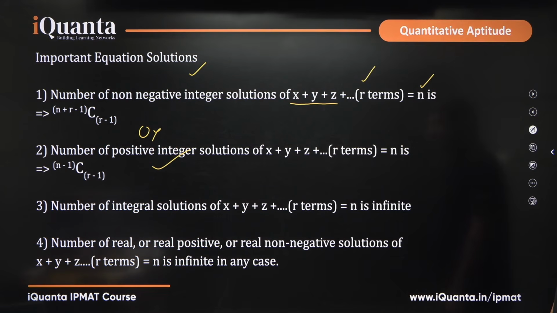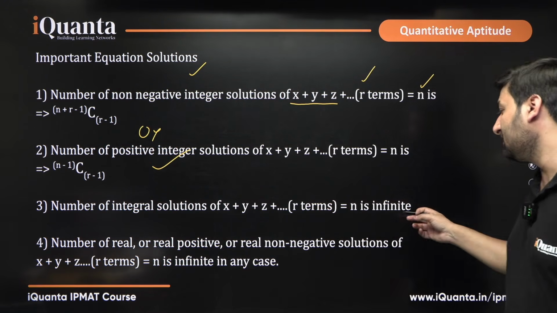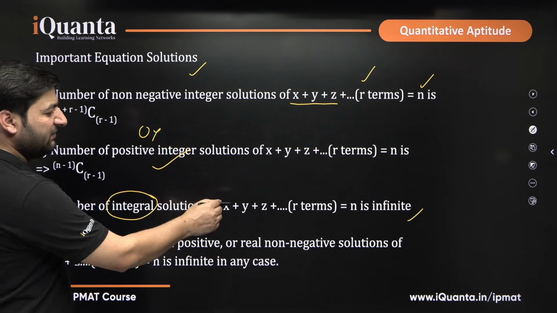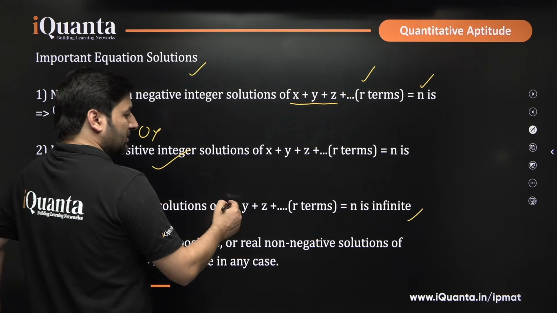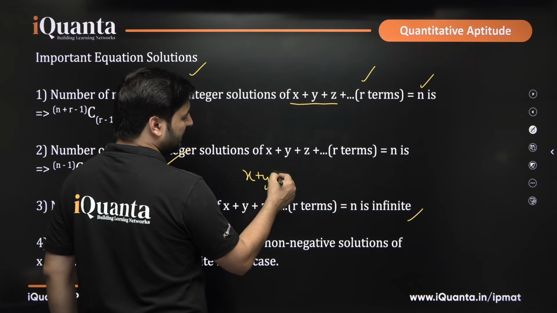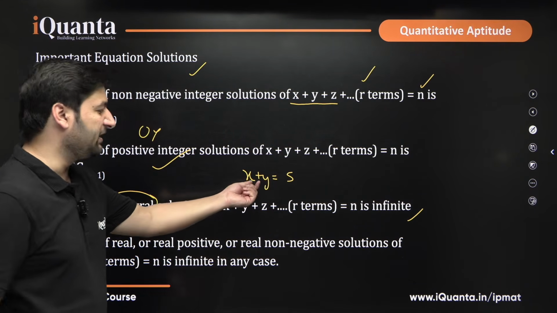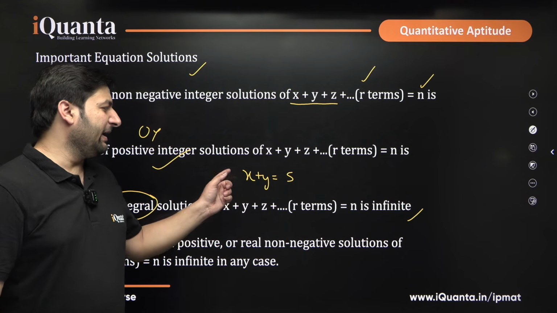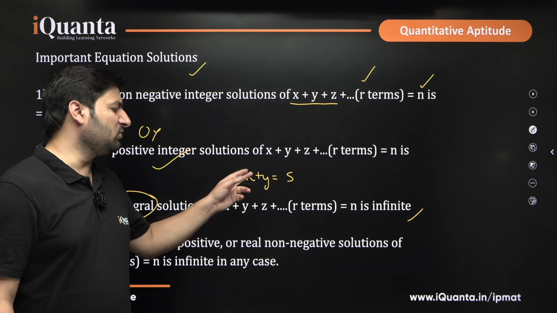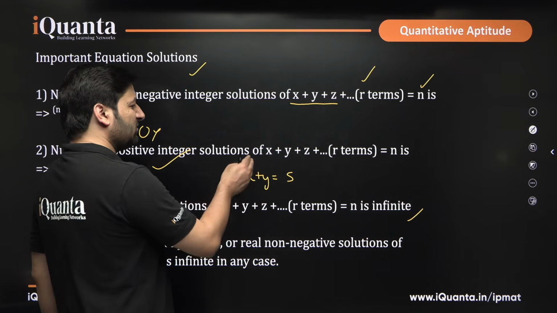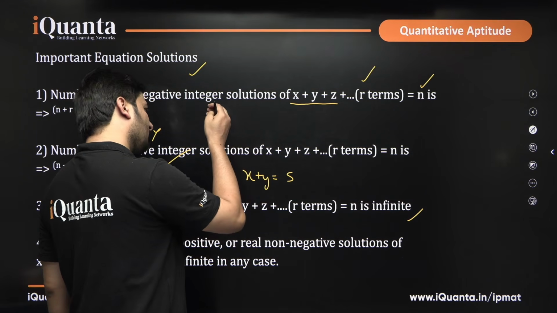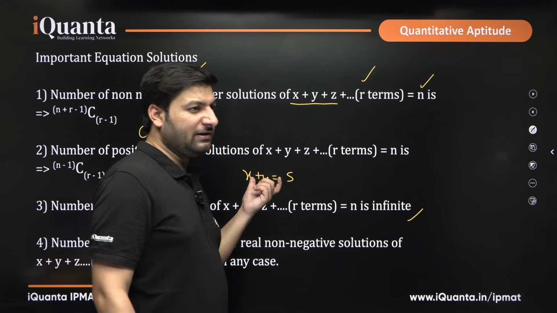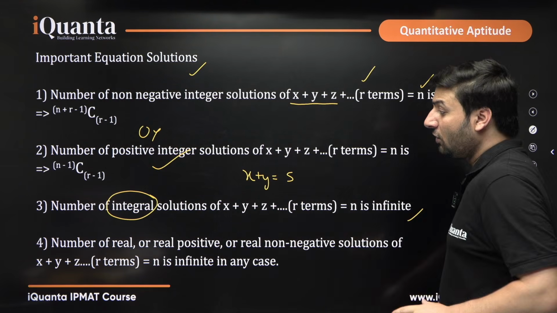Third, the number of integer solutions of x plus y plus z up to r terms equal to n is infinite. How? It says just integral. So, you can have positive, negative, both values. Suppose I just give you two terms, x plus y equal to 5. You are allowed to have any two integer values for x and y, and you have to get a sum of 5. So, there can be infinite values, 8 and minus 3, 7 and minus 2, minus 1 and 6, 11 and minus 6. You can take numbers like 100 and minus 95. There can be so many values of x and y that will give you a sum 5 if all integers are allowed.